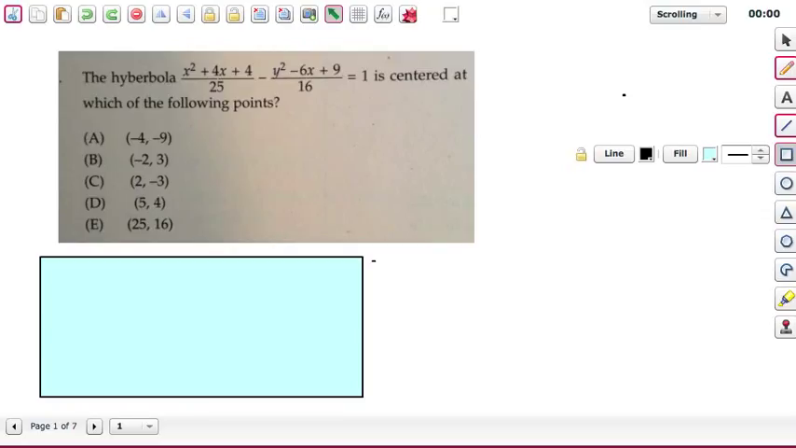Hi, welcome back. Here is an example of a typical SAT question which will test your knowledge on hyperbolas. We will come back to this question in a minute, but before we answer this question, I want to go ahead and review the hyperbolas. So let's get started.